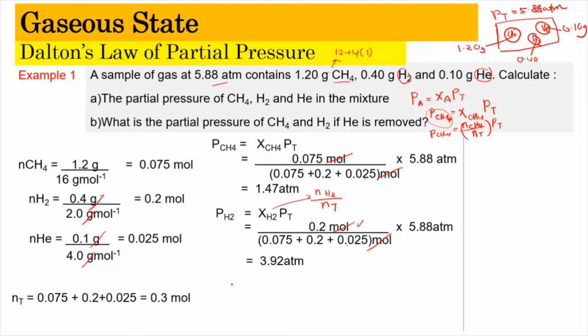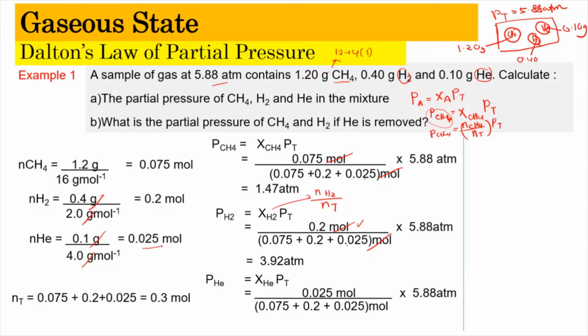And lastly, we need to find the partial pressure of helium, in which the mole fraction of the helium is multiplied by the total pressure. So 0.025 mole divided by 0.3 mole multiplied by 5.88 atm. So mole and mole can be cancelled out, and then once you do the maths here, you're going to get 0.49 atm. Okay, and this is how we find the partial pressure of each component one by one.